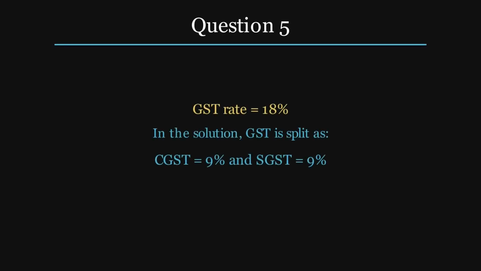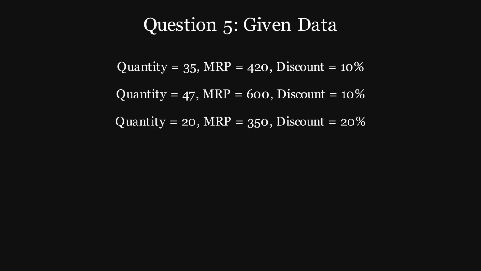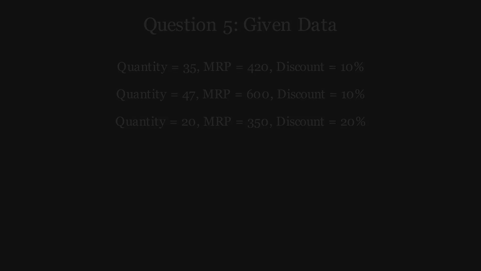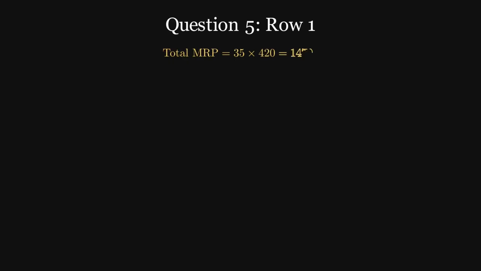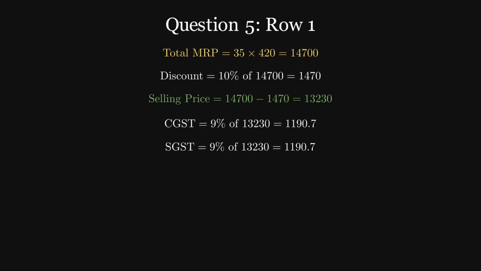Now let us move to question 5. The GST rate is 18%, so CGST is 9% and SGST is 9%. Now we calculate each row. For first row, the quantity is 35, MRP is rupees 420 and discount is 10%. Total MRP is rupees 14,700. Discount is rupees 1,470. Selling price is rupees 13,230. CGST is rupees 1,190.7.